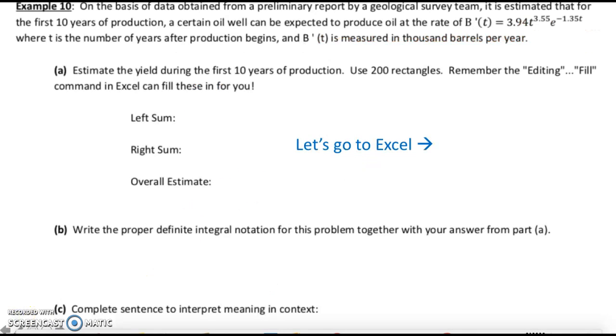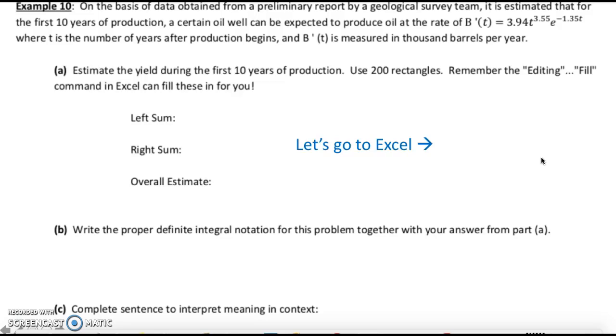All right, let's go on to problem 10 in your lecture guide. This is on the basis of data obtained from a preliminary report of a geological survey team. It is estimated for the first 10 years of production, a certain oil well can be expected to produce at a rate of this B prime. Again, this is a rate of change, so this is a derivative function, where T is the number of years after production begins, and B prime of T is measured in thousands of barrels per year. And remember, again, that makes sense to us because the derivative function should be a rate of change. It should be thousands of barrels per year, or that should be a fraction, and it is.